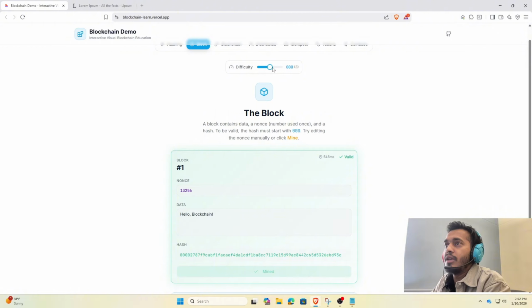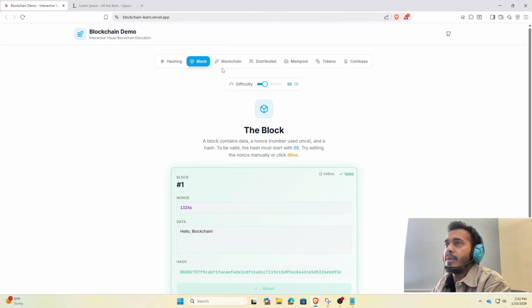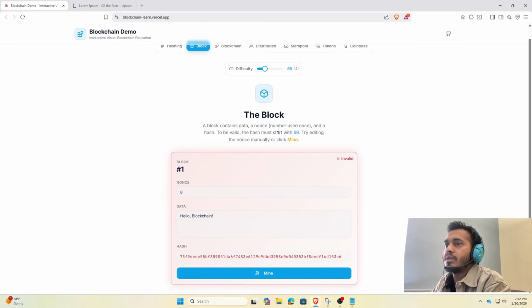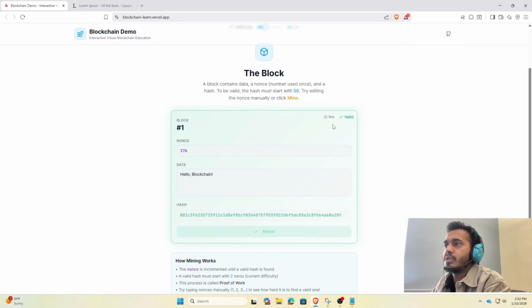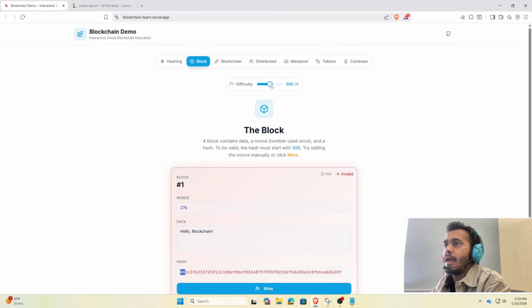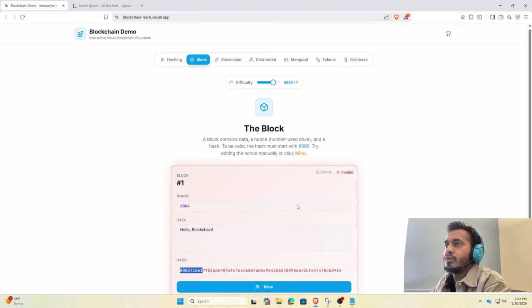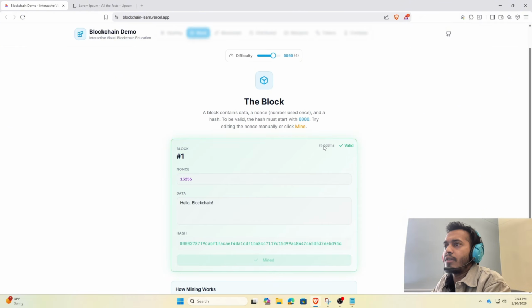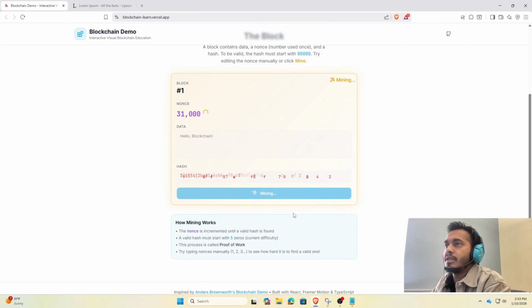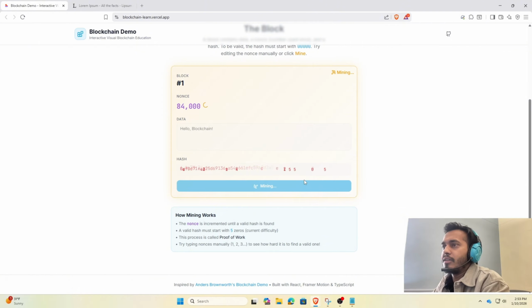For blockchains, if you keep on increasing the difficulty, it becomes very complex. For example, if you start with 2 zeros, it's solved in 1 millisecond and your hash starts with 00. If you make it 3 zeros, you can see it took 264 milliseconds, so it's taking more time. If you go to 4 zeros, it takes 538 milliseconds, and if you go to 5 zeros, it can take longer, and I think my PC cannot solve this.